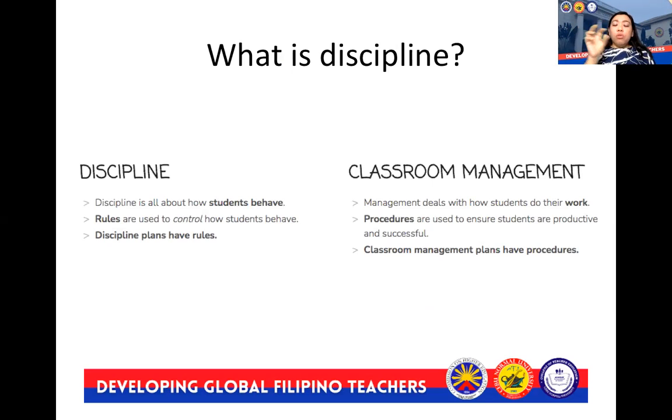So to compare further, discipline has something to do with how students behave. There are rules which allow us to control the students' behavior, and discipline plans these rules. Classroom management, on the other hand, deals with how students do their work. It's basically putting procedures in place, like what Harry Wong has been telling us, to ensure that students are productive and successful within a given time. So procedures are important in classroom management.